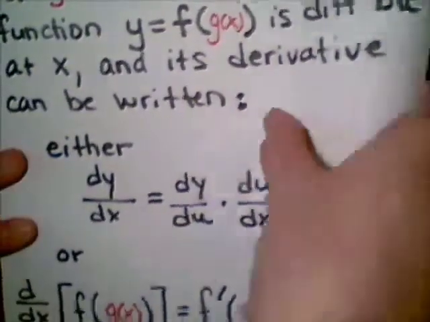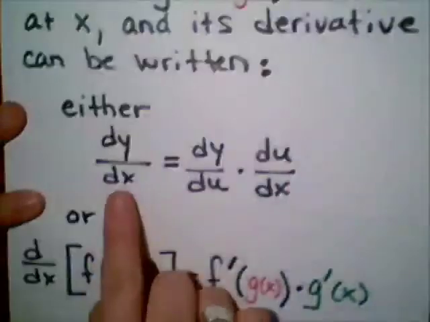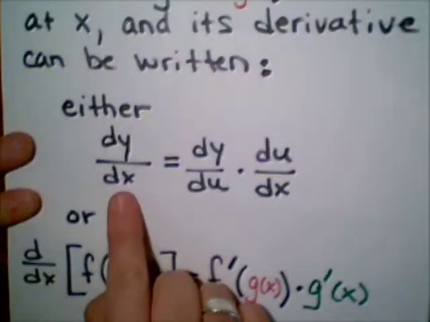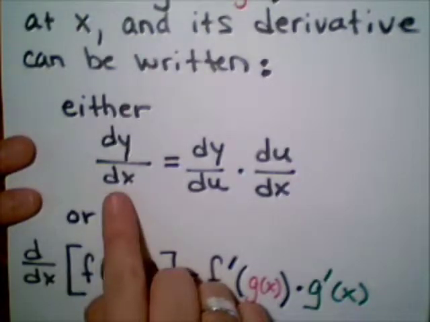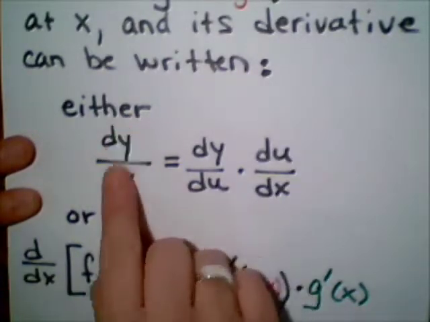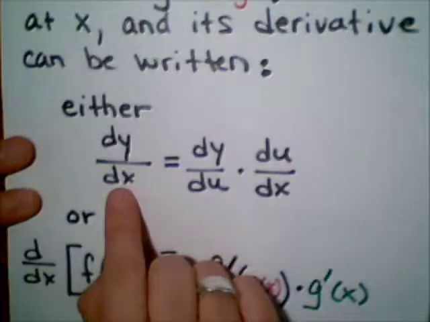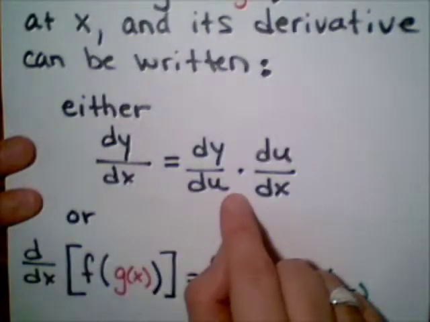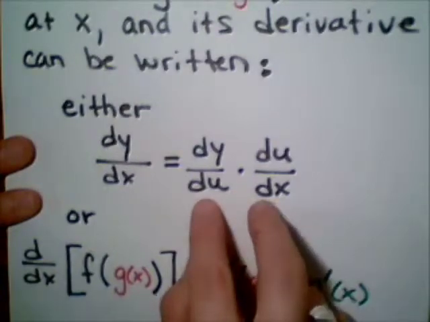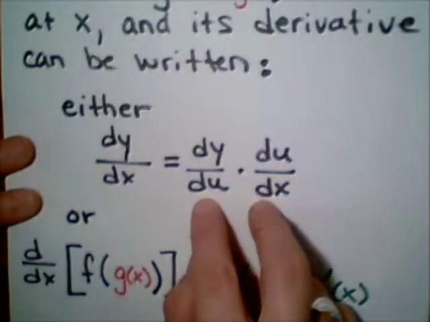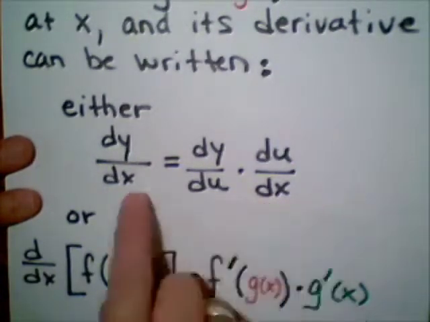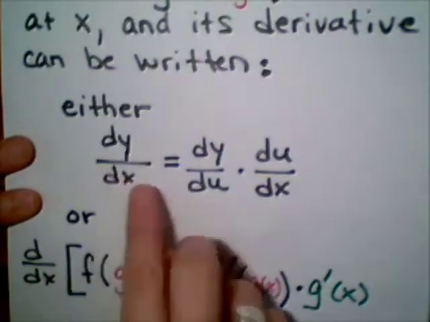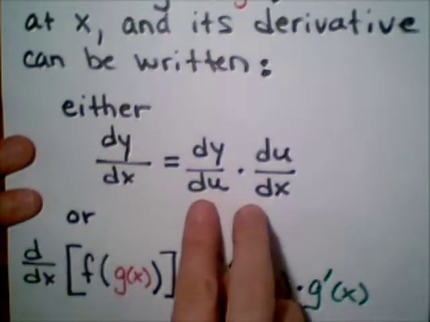Okay. Version 1 I've written here in Leibniz notation. That's what I did 3 examples of in the first video. But we label the derivative of y with respect to x this way, and we calculate the derivative as a product: dy/du times du/dx. The derivative of a composition ends up being a product.